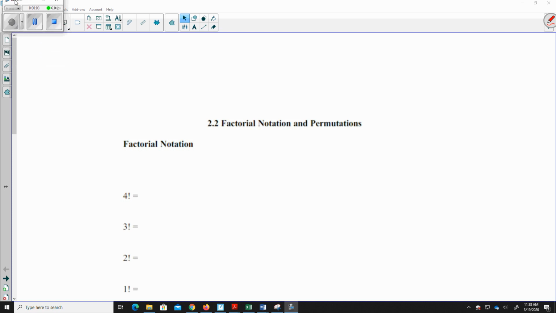All right, so we're going to get into 4.2. Don't worry about the 2.2 there. That's just a typo on Smolt's notes. 4.2. We're going to look at factorial notation today.